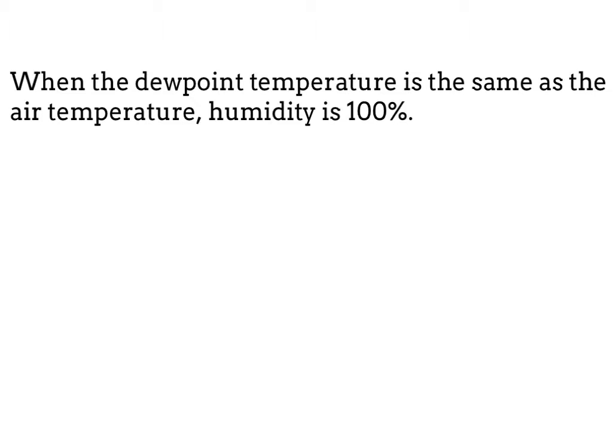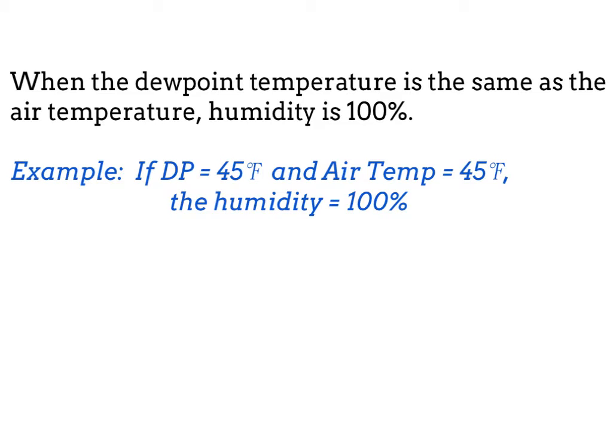So generally what happens is when the dew point temperature equals the air temperature, the humidity is 100%, the highest it can be. So when those two temperatures are exactly the same, you're going to have a really, really humid day outside. For example, if the dew point temperature is 45 degrees Fahrenheit and the air temperature is also 45 degrees Fahrenheit, then the humidity outside is going to be 100%.